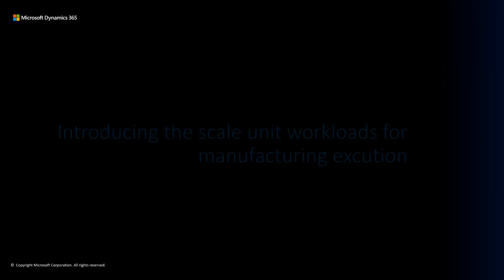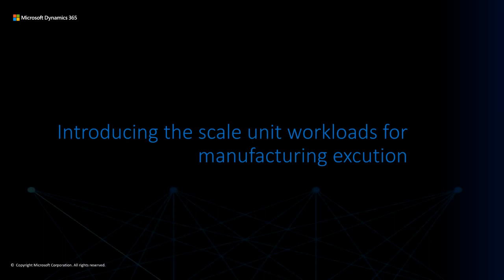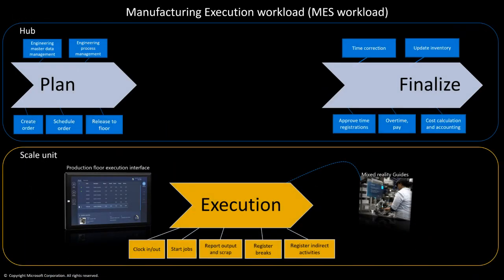Okay, so that covers our licensing. Now I'd like to get into further details around the workloads and what's available as of today within this framework. So from a manufacturing execution workload perspective, we can break down our activities into three main buckets, as you can see here, which is the planning phase, execution phase, and finalization stage.